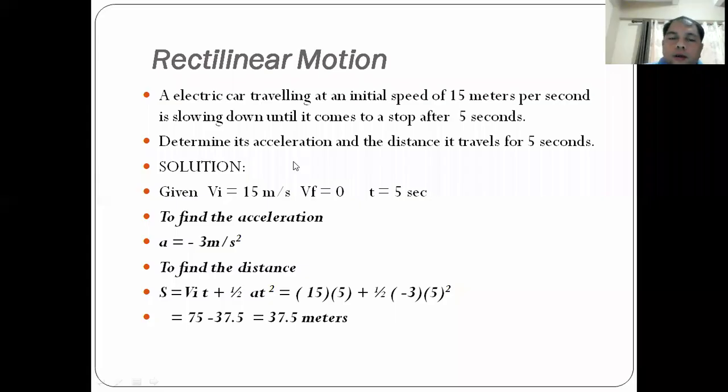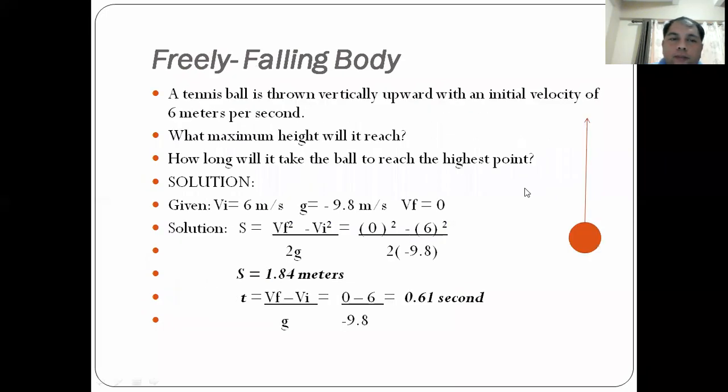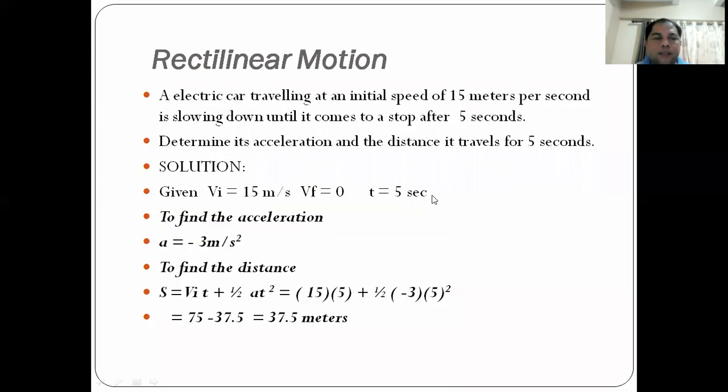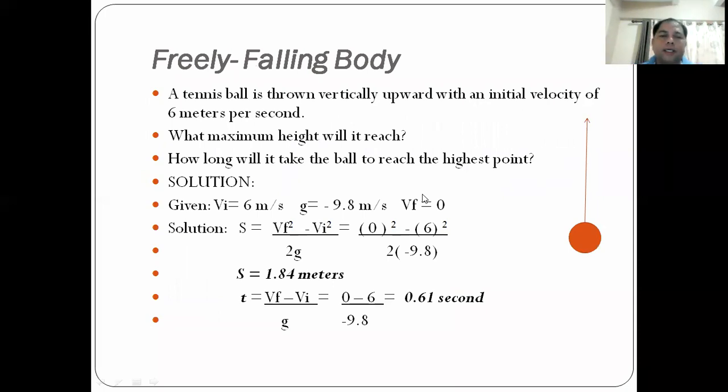Okay, so this is our next number that involves our calculation for acceleration and our distance. This is rectilinear or horizontal motion. Let's try a number that is now using the free falling body. The example that we have here is a tennis ball, assuming it was thrown vertically upward. When we throw something upward, we realize that it has to be thrown with an initial velocity. It's impossible to let this move without an initial velocity. So it was thrown with an initial velocity of 6 meters per second.